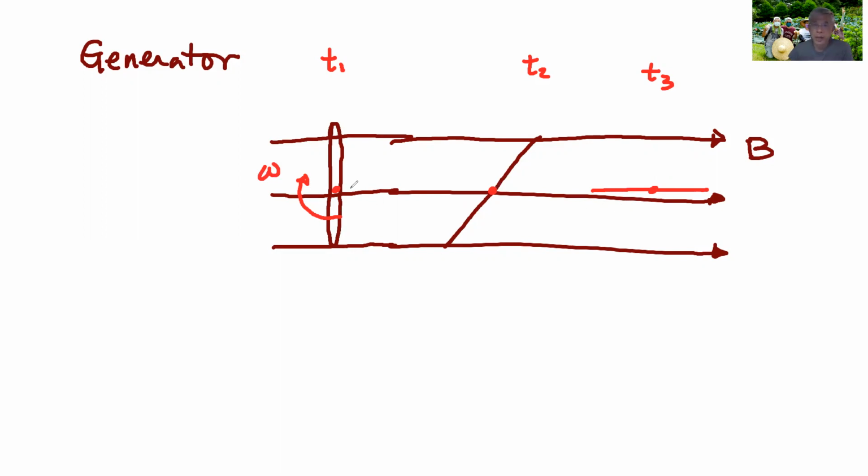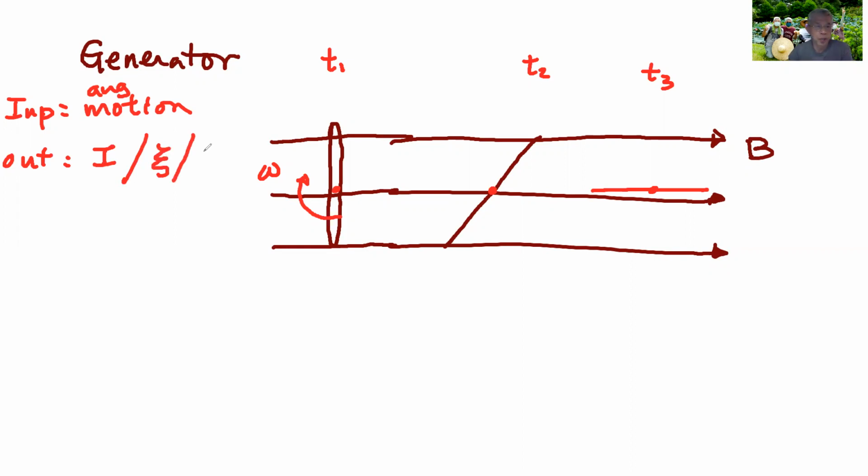So when it's doing that, and this wire, so for a generator, the input is motion, right? So angular motion in this case. And the output is the electricity, right? So it's the current and the EMF. And also, you can say the output is the power. Okay. So then let's take a look, see how we do this.